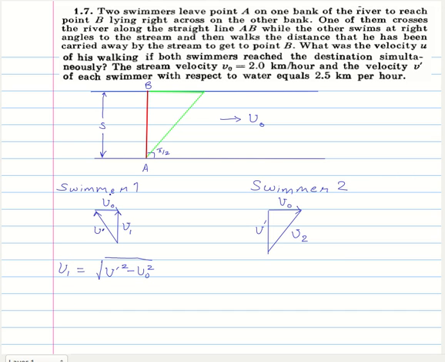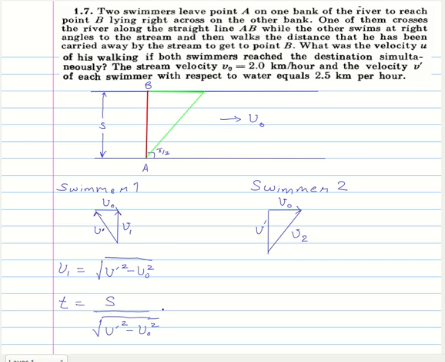So what is the time that swimmer 1 takes in crossing the river? The time is the distance s divided by the resultant velocity v1, which is s divided by the square root of v dash square minus v naught square.